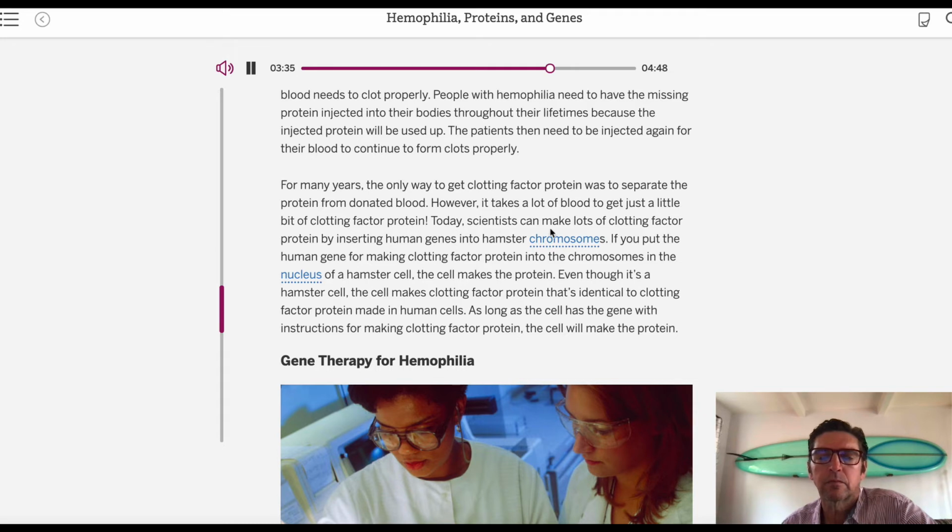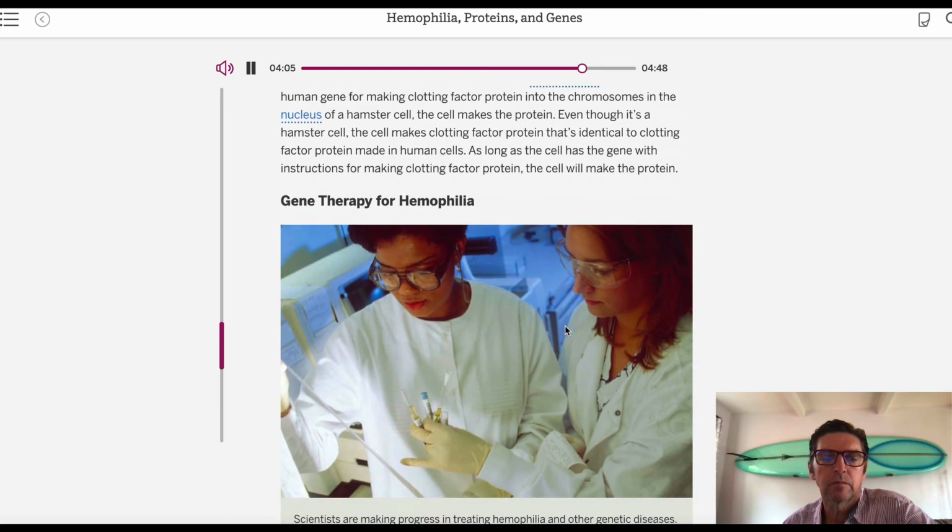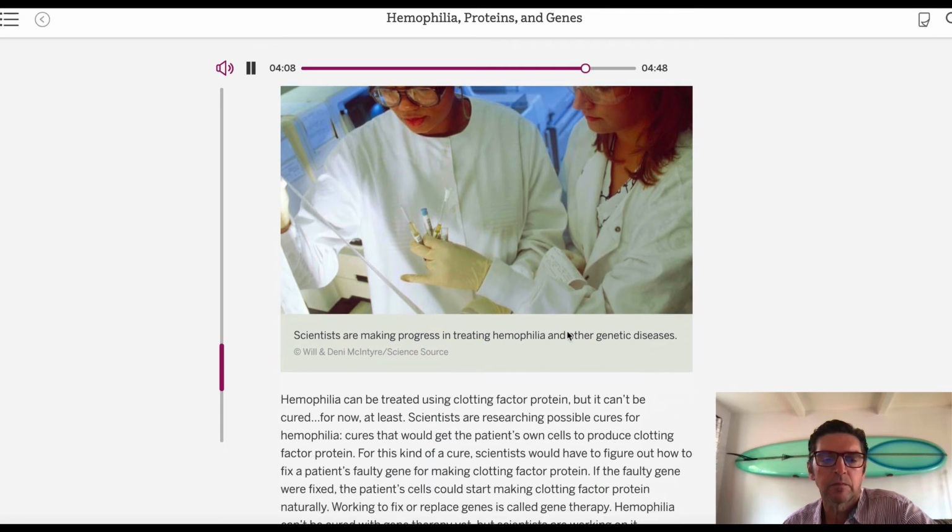Today, scientists can make lots of clotting factor protein by inserting human genes into hamster chromosomes. If you put the human gene for making clotting factor protein into the chromosomes in the nucleus of a hamster cell, the cell makes the protein. Even though it's a hamster cell, the cell makes clotting factor protein that's identical to clotting factor protein made in human cells. As long as the cell has the gene with instructions for making clotting factor protein, the cell will make the protein. Gene therapy for hemophilia.